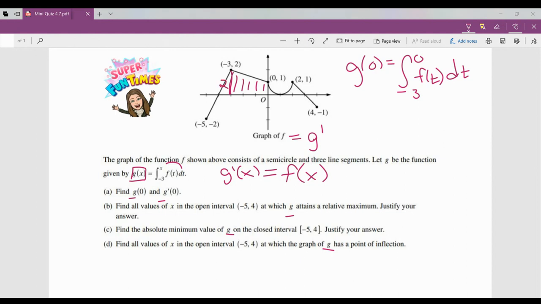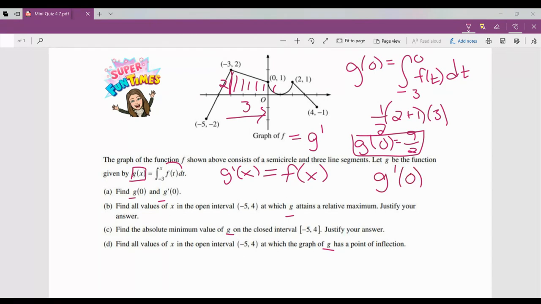This is a height of 2. That's a height of 1. This is a distance of 3. So 1/2 times base 1 plus base 2, 2 plus 1, times the height, which is 3. And it's above the x-axis, and it's going in the direction of -3 to 0. So it's going in the right direction. So it's going to be 9/2. So g of 0 is equal to 9/2.